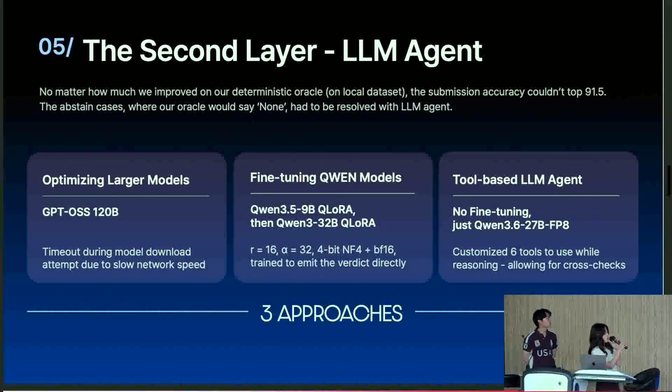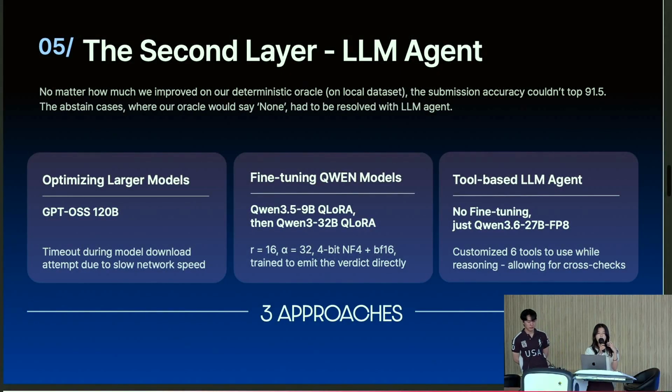So let me briefly talk about our second approach to the LLM agent. Upon starting this assignment and achieving 91.5 with the deterministic oracle only, we thought that the deterministic oracle could be the only solution that we need for this project, but then it turned out that it clearly showed a ceiling. No matter how much we improved our deterministic oracle on a local data set, the submission accuracy couldn't top 91.5. So we thought that the abstain cases, where our oracle would say none, had to be resolved with an LLM agent, and we tried 3 types of approaches.